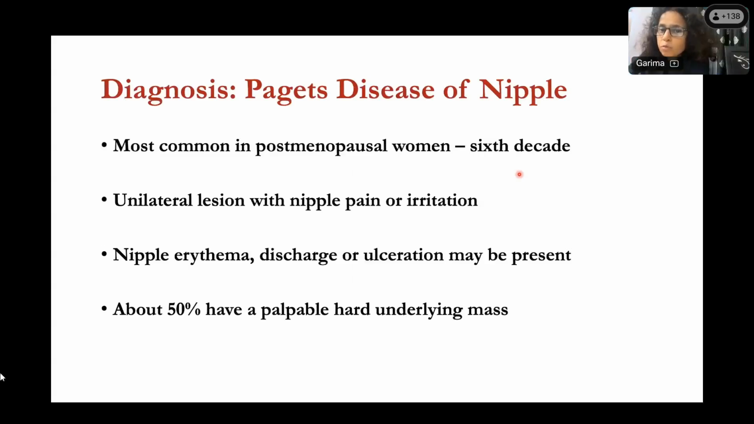Now, the diagnosis here is Paget's disease of the nipple, and it is most commonly seen in postmenopausal women in the 6th decade. It's usually a unilateral lesion with nipple pain or irritation, and nipple erythema, discharge or ulceration may be present, and up to 50% of these patients have a palpable hard underlying mass, which may be DCIS and or an invasive malignancy.